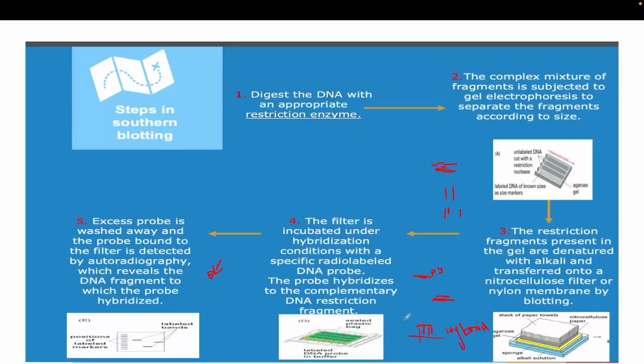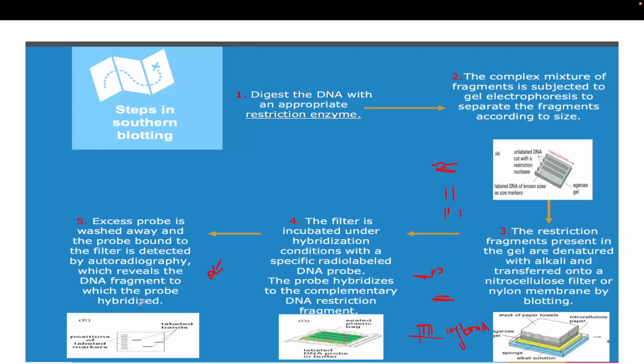After transferring, you have to keep this membrane in the hybridization solution where the probe is present. This probe will bind to the complementary sequence of the restriction-digested DNA. The extra probe which is not bound to the sequence will be washed out using the washing solution, and then the probe will be detected by the autoradiography machine.